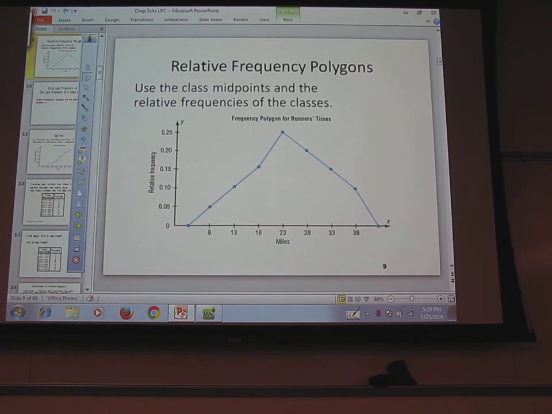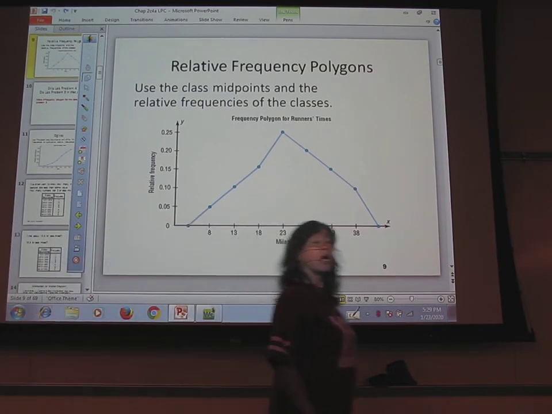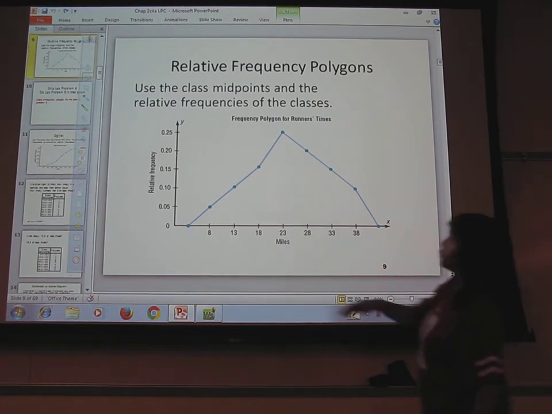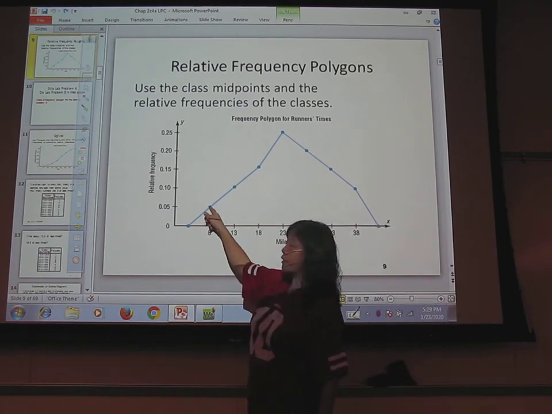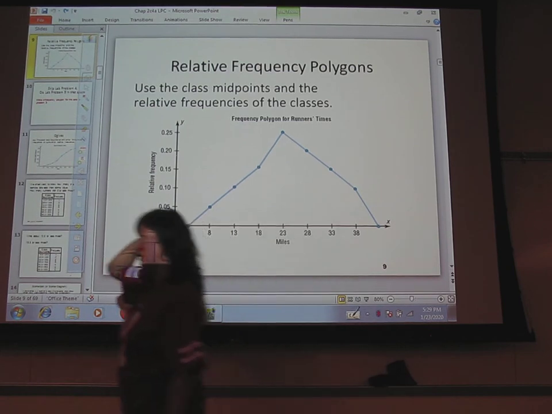So how do you create one? You find all the midpoints of your class. How do you find the midpoint of a class? You average your upper and lower limits of that class. You find the number smack dab in the center. So you average the 2 ends. And then you just take the frequency and you make a dot. You put in a point at wherever that frequency is.